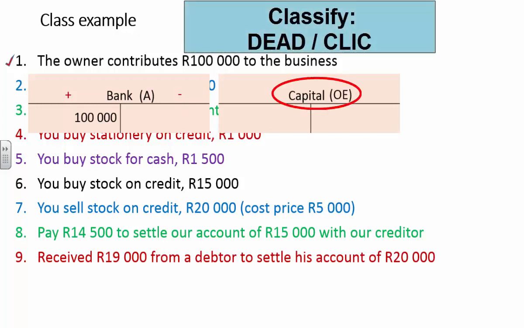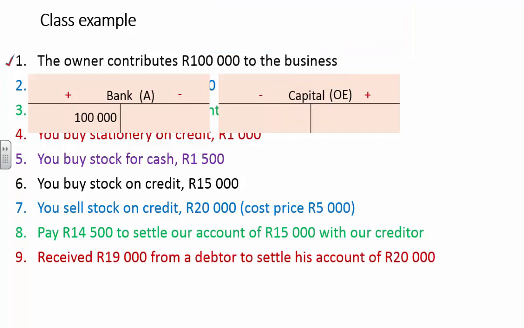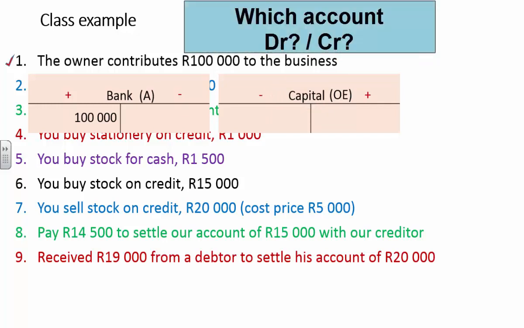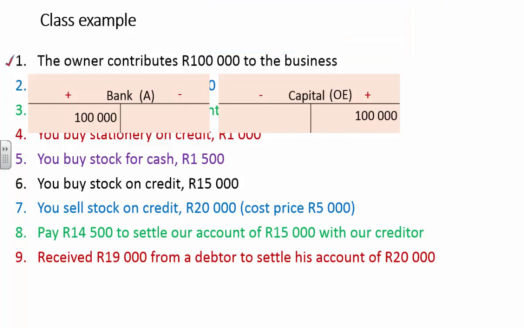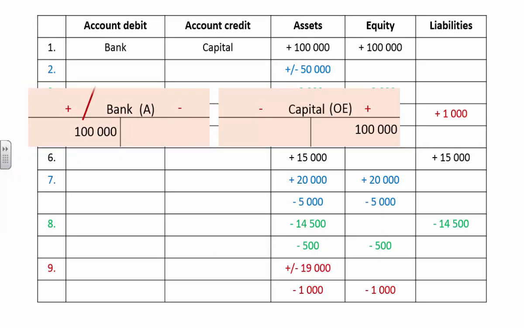Capital account is owner's equity. CLIC says credit liabilities, income, and capital. So therefore to increase capital, you will credit the capital account and debit it to decrease. We are increasing the capital, therefore we credit capital. We've debited the bank and credited the capital. For every debit, we need a credit according to the double entry system. Let's go and fill this in on my accounting equation table. The account that I've debited is bank. The account that I've credited is capital.